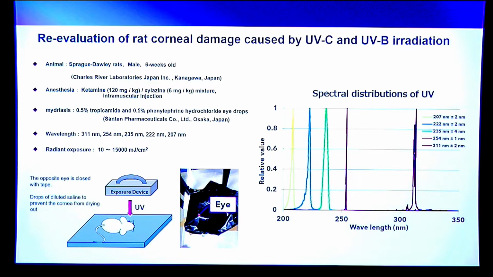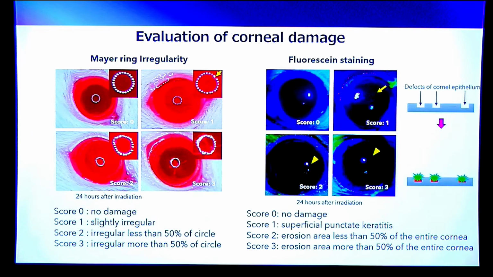experiment. The corneas of anesthetized rats were irradiated with ultraviolet light of 5 different wavelengths at various doses. During irradiation, diluted saline solution was dropped onto the cornea to prevent the cornea from drying out. Corneal damage was assessed by mirror rings, irregularity, and fluorescent staining.